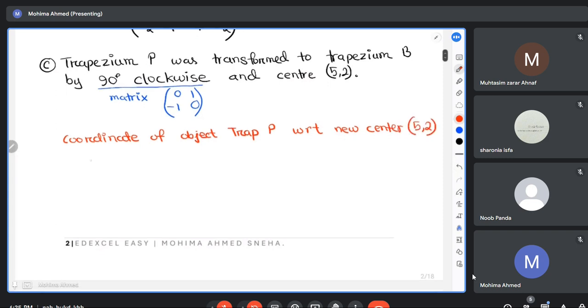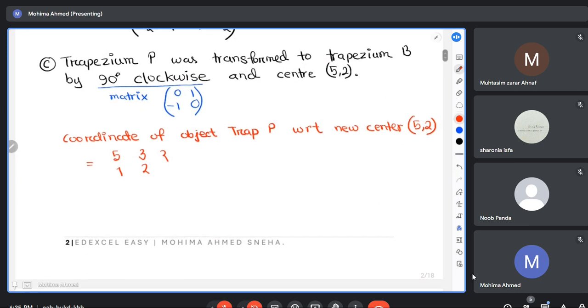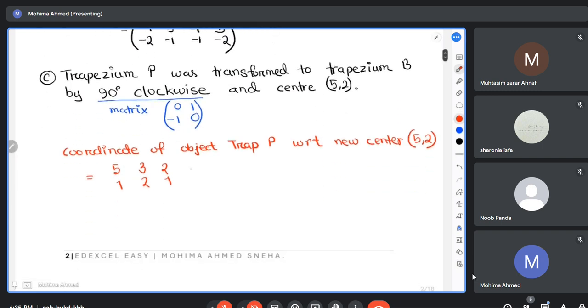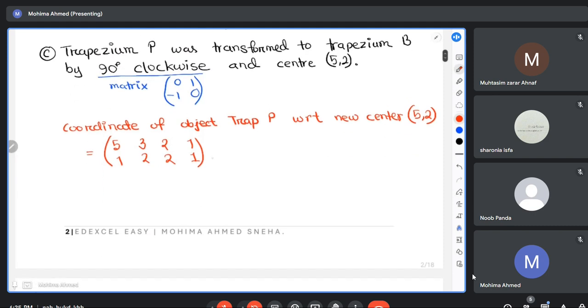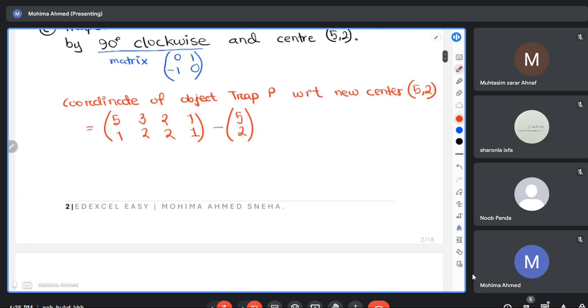And what I will do over here is that the original coordinates were 5, 1, 3, 2, 2, 1, sorry, and then I guess 1, 1 it was. Yeah, 1, 1. So it'll be 2, 2, 1, 1. Okay. And I'm going to subtract the new center from this original coordinate. So if I subtract it, it's going to be 5, 2. Obviously I'm going to subtract this 5, 2 from all the 4 coordinates, but I'm going to write it only one time. And this will give you 5 minus 5 is 0, minus 1.